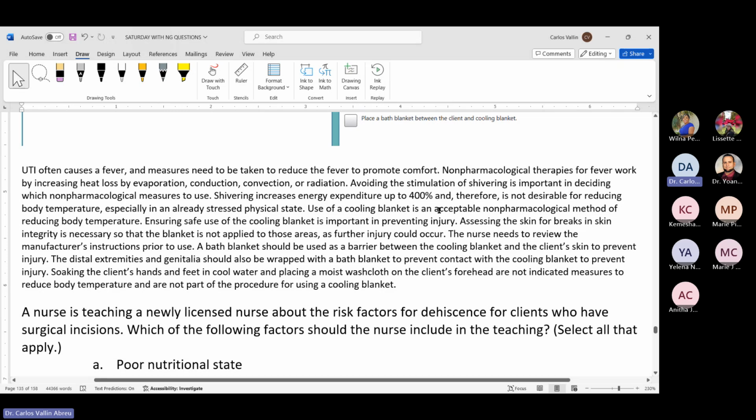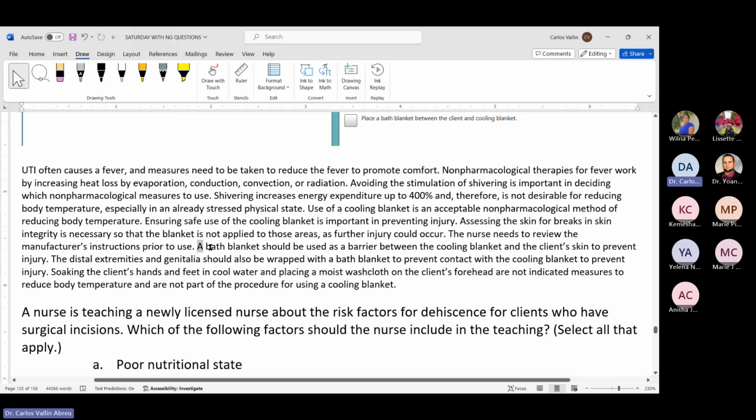The use of a cooling blanket is an acceptable non-pharmacological method of reduction of body temperature. Ensuring safe use of the cooling blanket is important in preventing injury. Assessing the skin for breaks in skin integrity is necessary so that the blanket is not applied in those areas. So if you have a client with a wound, you should not be applying the cooling blanket in the area of the wound, as further injury could occur. The nurse needs to review the manufacturer instructions prior to use, of course. A bath blanket should be used as a barrier between the cooling blanket and the client's skin.